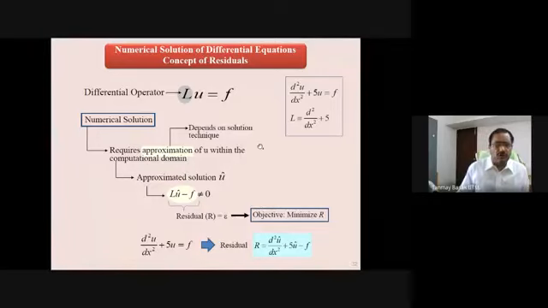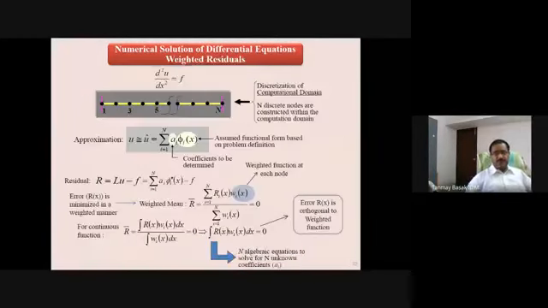So this is one of the philosophical perspectives on how to construct the residual. L is the operator, which means it has a differential system. When you discretize the approximate solution, you get d2u by dx square minus F, which gives the residual. That means when you have approximate solutions, LU hat is not equal to F, it will give some kind of error, and your objective is to minimize the error or minimize the residual. So when you have d2u by dx square plus 5u equals F, the residual, where u hat is the approximate solution, is d2u hat by dx square plus 5u hat minus F.